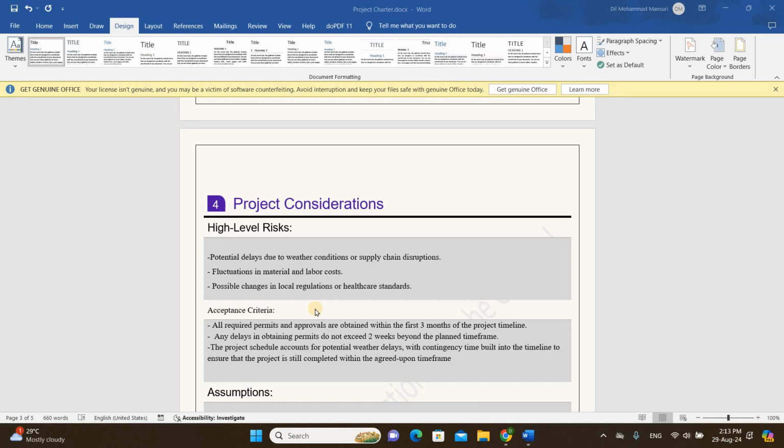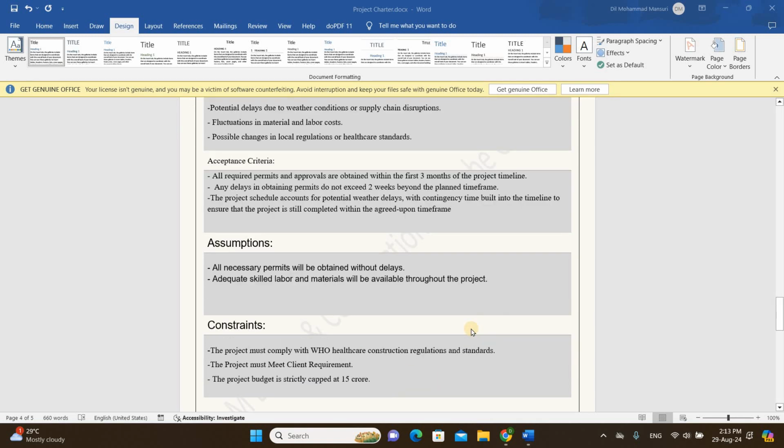The project schedule accounts for potential weather delays with contingency time built into the timeline to ensure that the project is still completed within the agreed upon time frame. So the project might get affected due to delays, but the project should be completed in the given time frame, adjusting schedules or any component.